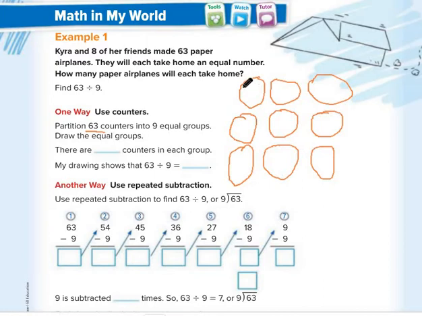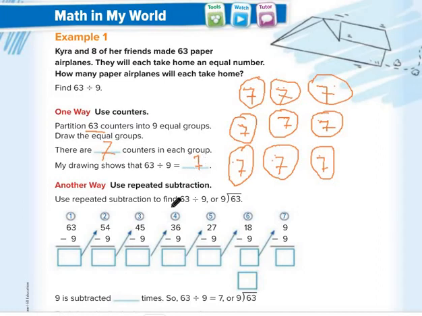You can put 1 or 2 at a time because you know that if you have one object in each group, you will not get 63. So you can start with 2 counters in each group, and then you will add them until you reach 63. If you try it, you will find you need 7 counters in each group. Since you have 7 counters in each group, 63 divided by 9 equals 7.